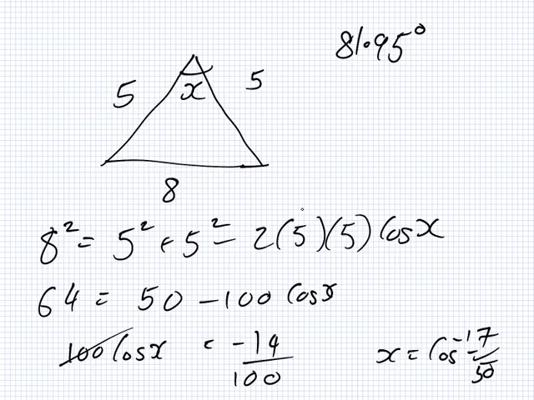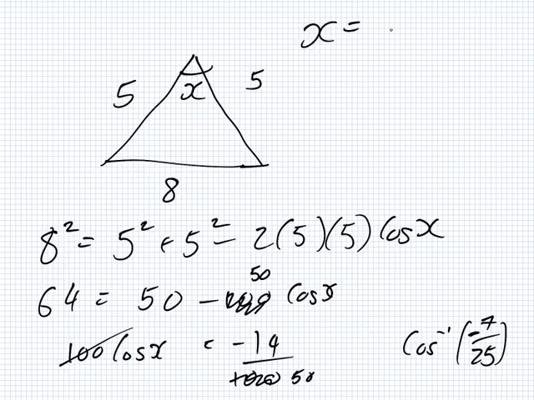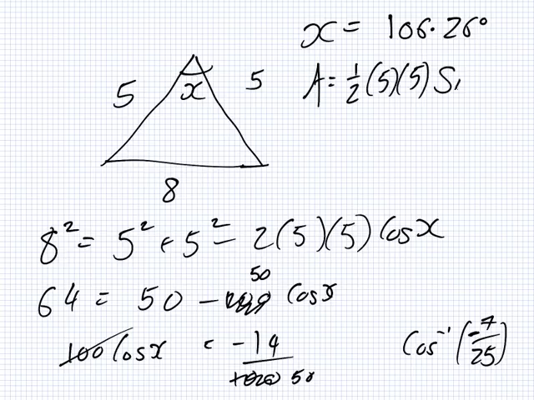Wait, hang on. What's the mistake here? 50 cos x. Oh, not 100. Oh, sorry. This should have been a 50, which means this should have been a 50. So it should have been cos inverse of minus 7 over 25. 106.26. Okay, so it means I did not draw this at all accurately, because this side should be much bigger than the other two. Right, so the area is a half ab sin C. Okay, so what's that, please?